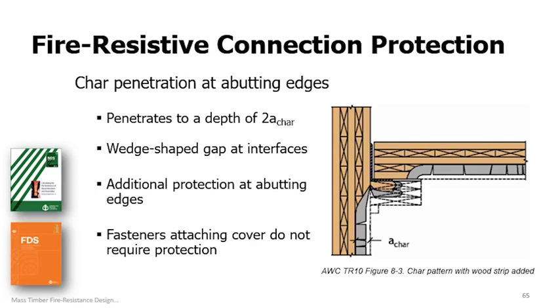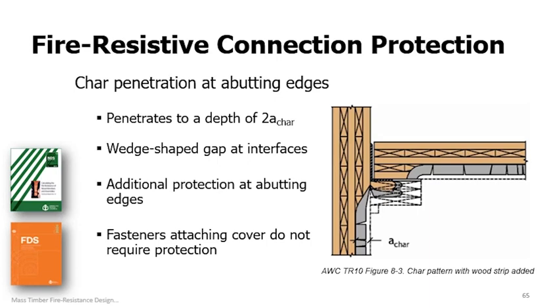The char depth is labeled as A sub char, and the char thickness is the width of the gray area, as I mentioned. And you can see that the char front has formed a wedge-shaped gap at the interface between the wall and the 2x protection members. But the protection has been designed to account for char penetration at the interface between the CLT and the 2x protection members. So because of this, the char front does not quite penetrate all the way to the steel hardware, and so this would be considered an acceptable design because the hardware is not exposed at any point during the fire resistance rating time.